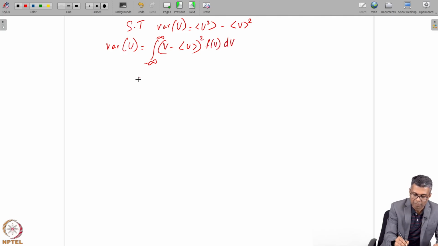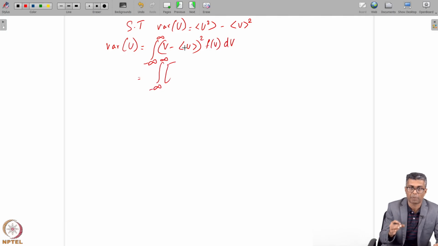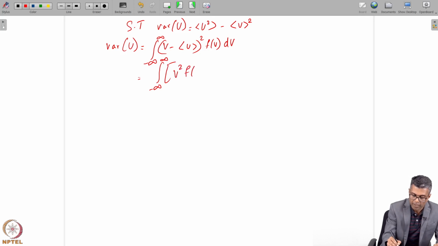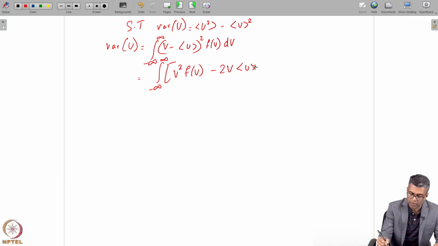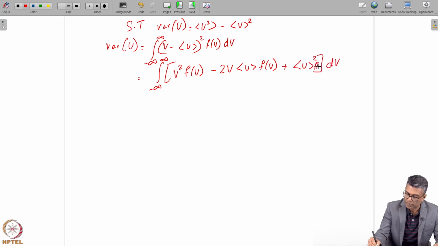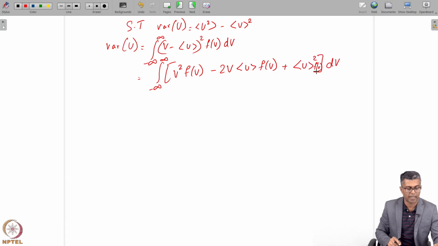And what I'll do is multiply it out. So I'll have the integral from minus infinity to infinity, and I have all these terms that come up when I expand (v minus U mean) squared. I'll have v squared f of v, and then minus 2v U mean f of v, plus U mean squared, and of course there is an f of v there, and the whole thing multiplied by dv.